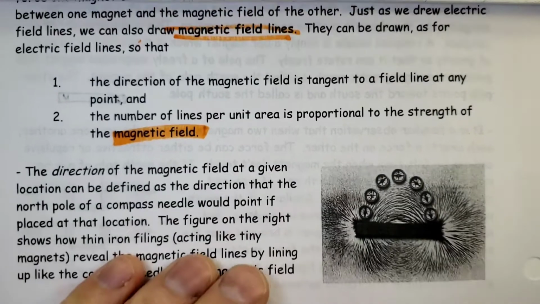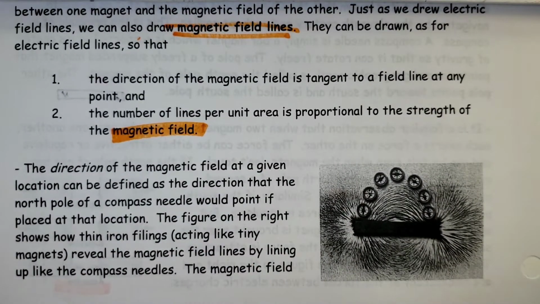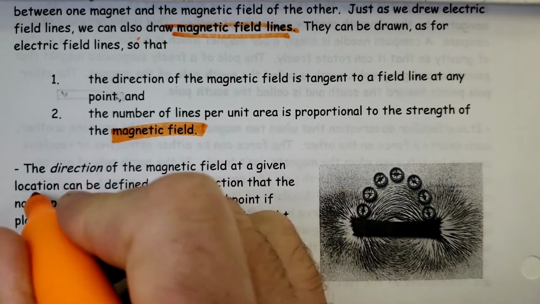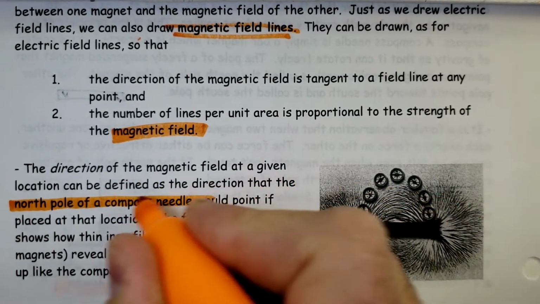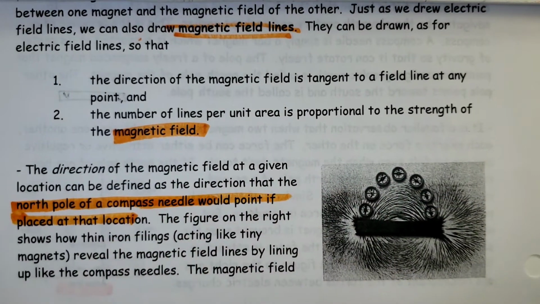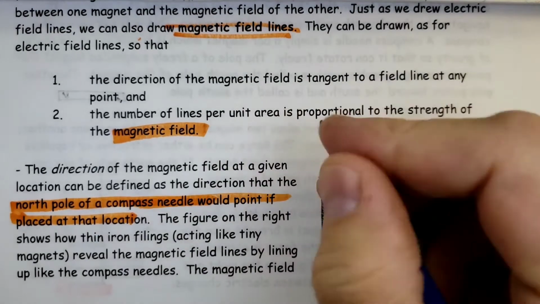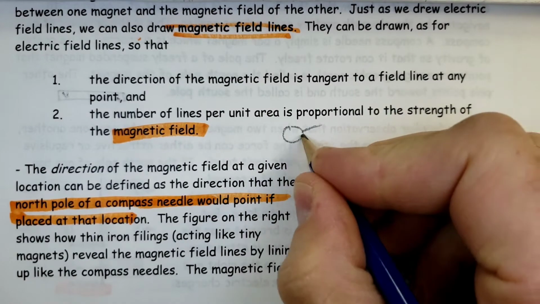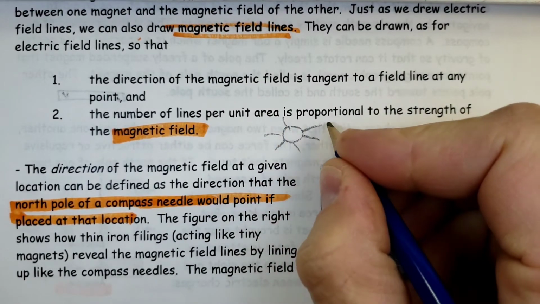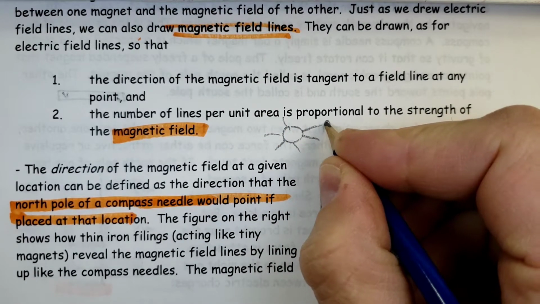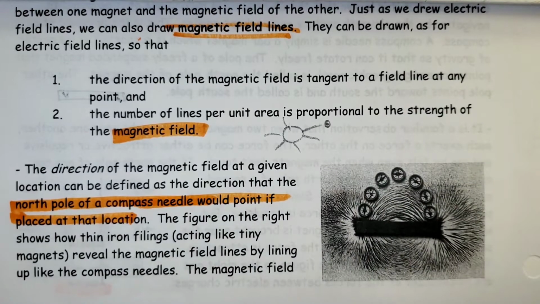The direction of the magnetic field at any given location can be defined as the direction that the north pole of a compass would point if it was there. So, if you recall with electric fields, to figure out which direction the electric field is, we put a small positive charge there. But here, we look at which direction the compass needle would point if placed at that location.